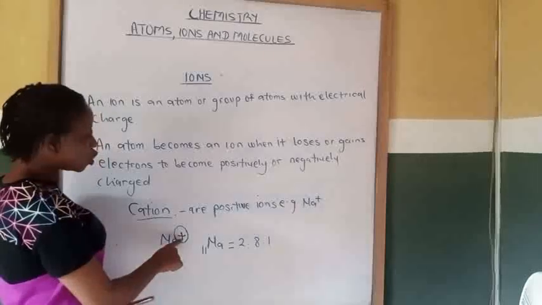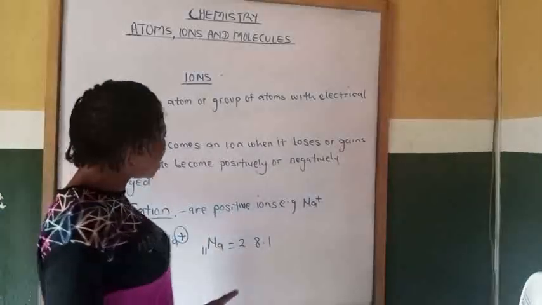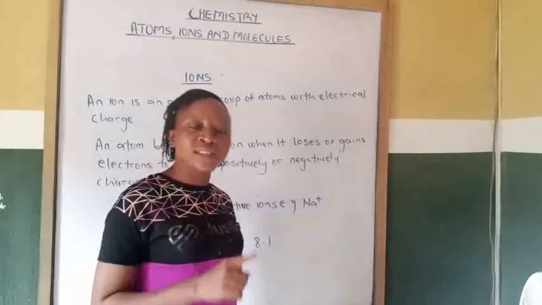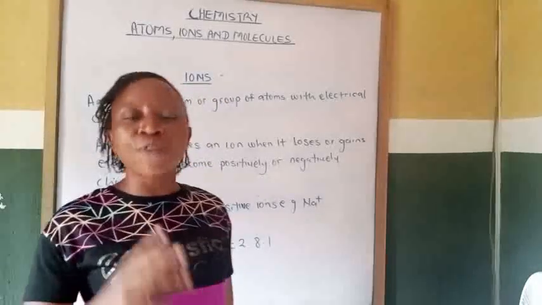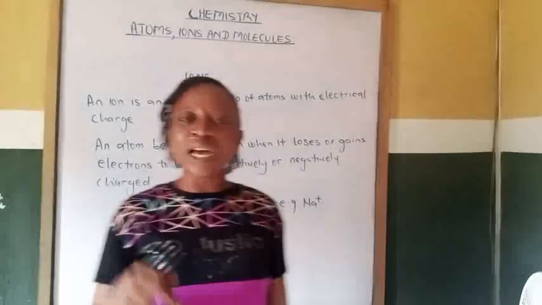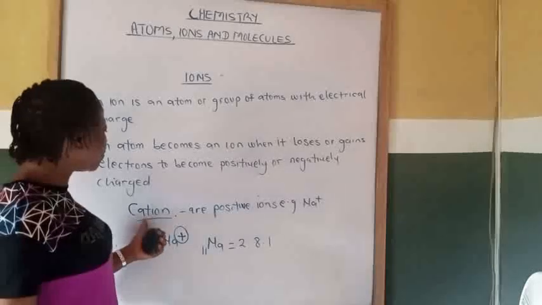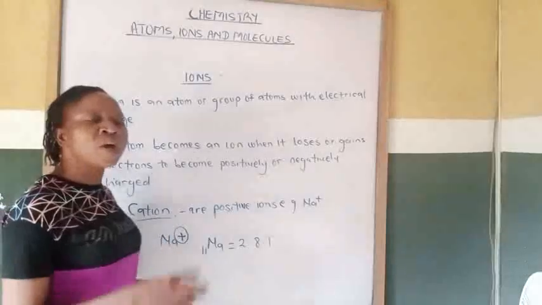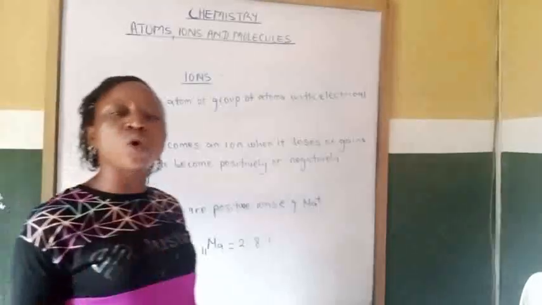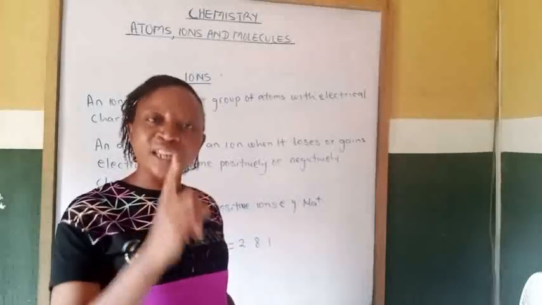Therefore, the charge on sodium is 1. So we determined the charge on cations by their number of valence electrons. The number of valence electrons will determine the charge that positive ions will carry. The positive ions are those with 1, 2, and 3 valence electrons.